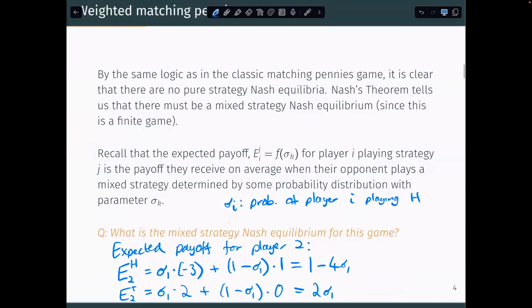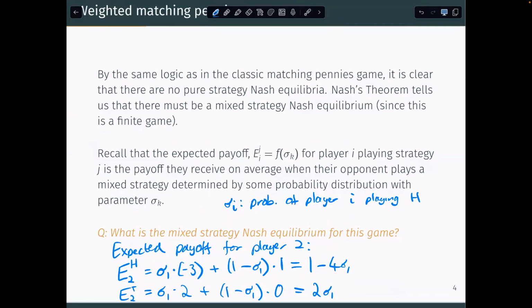Can anyone remember what the next step is? I've currently got 2 equations and 3 unknowns here. Can anyone remember what I do next to solve this for sigma 1? Set them equal. Why do we set them equal? We want to make it so that they don't increase their payoff by changing their strategy at all.